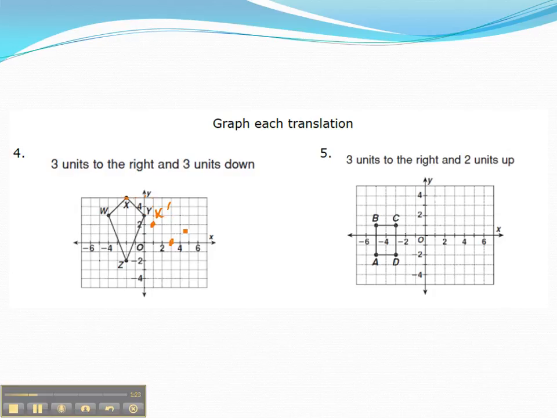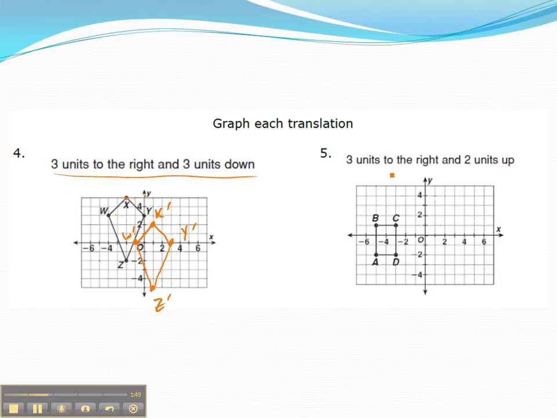That will put it on the x-axis, Y prime. W, 1, 2, 3 to the right, 1, 2, 3 down. W prime is right there, and Z, 1, 2, 3 to the right, 1, 2, 3 down. Z prime is right here. And that figure has been translated according to these directions.